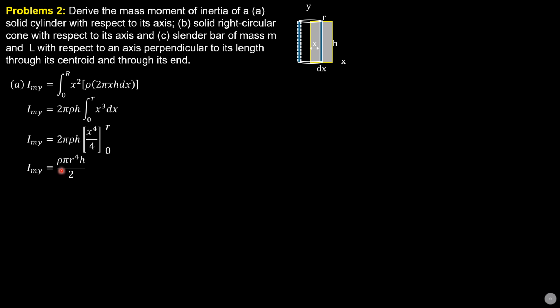Then breaking this into r squared times r squared over 2 times density pi r squared h. And noting that density times pi r squared h is the mass of the solid cylinder, density times volume. Therefore, the mass moment of inertia of a solid cylinder with respect to its geometric axis is 1/2 mr squared.